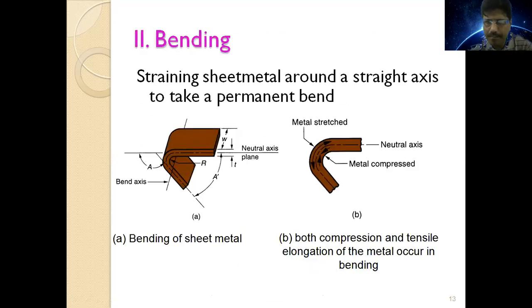Bending is the process in which a metal is folded, or given an angular shape. You can see bending of sheet metal, where both compression and tensile elongation of the metal occur. In bending, the interior part of the bend is reduced in thickness. The interior part will be under compression, whereas the exterior part will be under expansion.